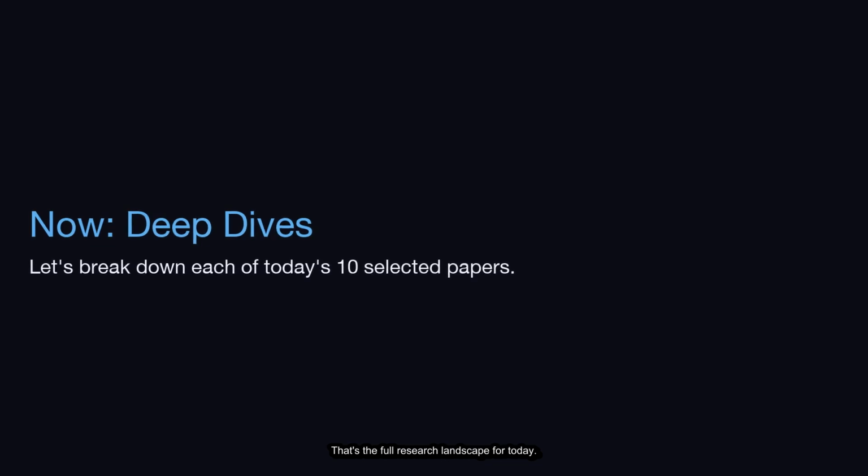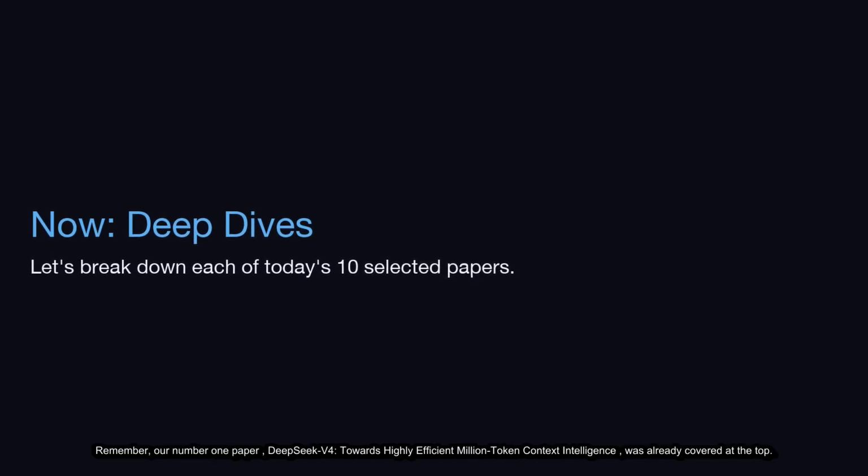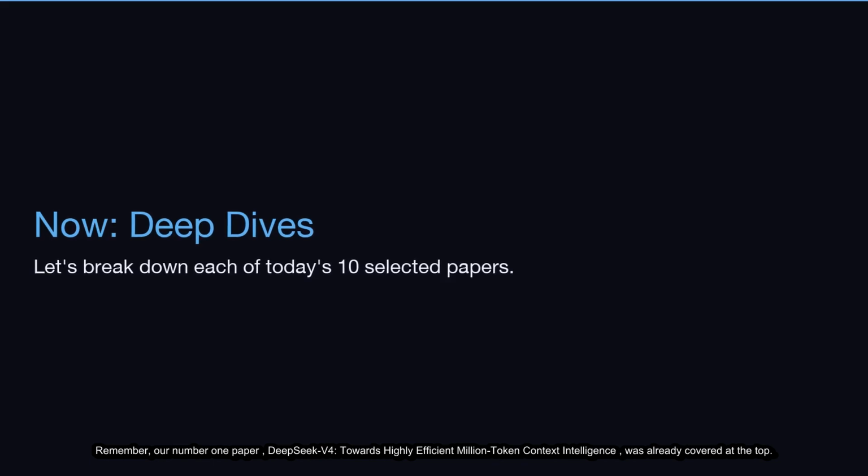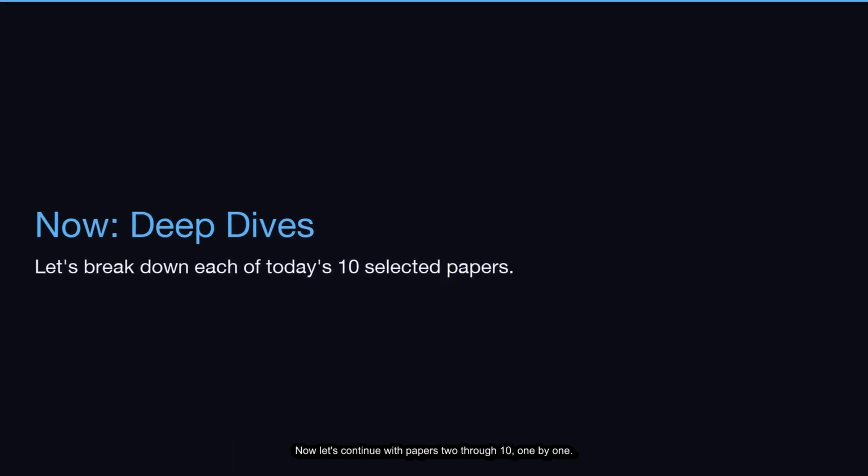That's the full research landscape for today. Remember, our number 1 paper, DeepSeek-V4, towards highly efficient million-token context intelligence, was already covered at the top. Now, let's continue with papers 2 through 10 one by one.